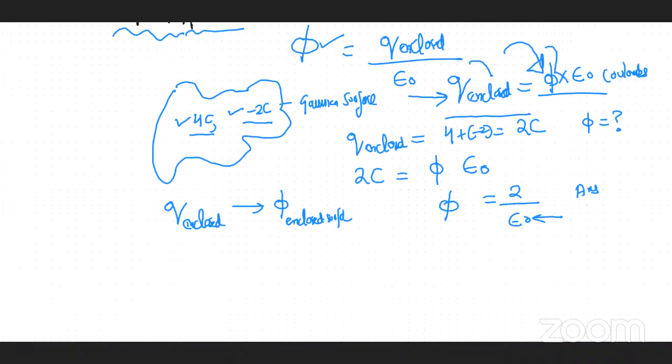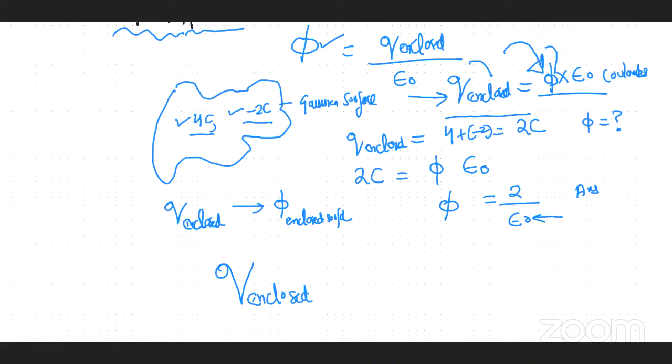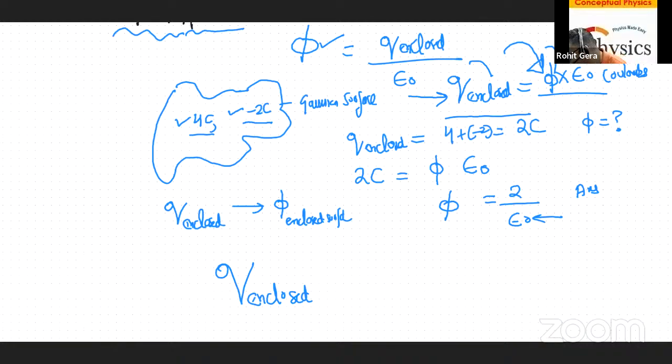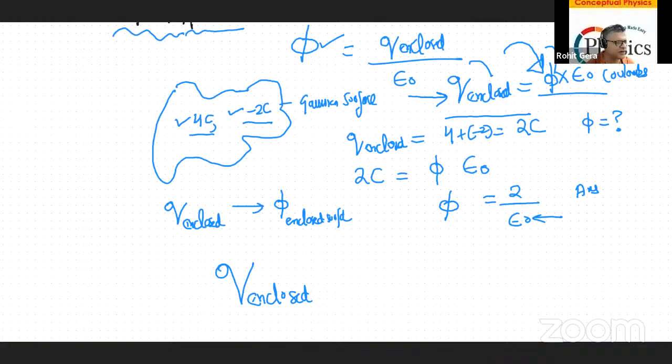Okay. And then epsilon naught's value is the permittivity. We can directly substitute it, 8.85, it is given. Okay. So the word is, remember this word, enclosed.